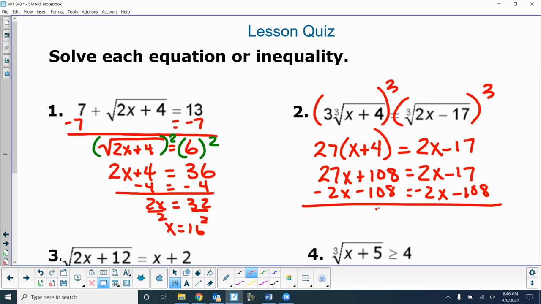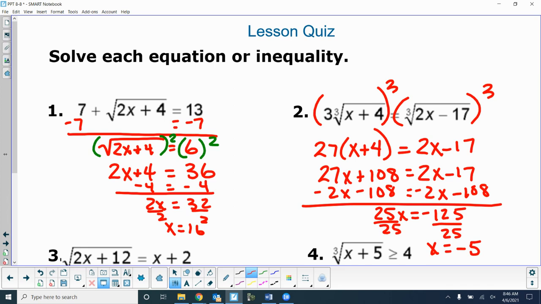All right, so I got a 25x and a negative 125. That works out nice because 25 goes into negative 125 how many times? 5, right? So negative 5. All right, let's see if that works. What's negative 5 plus 4? Negative 1. Is it okay to take the cube root of negative 1?